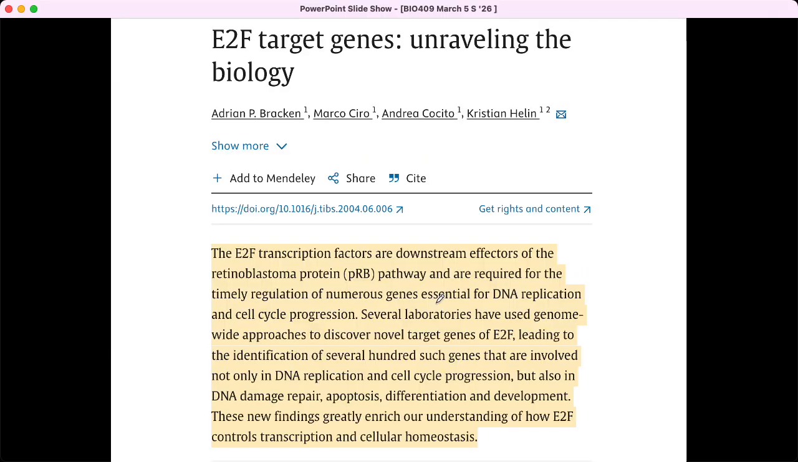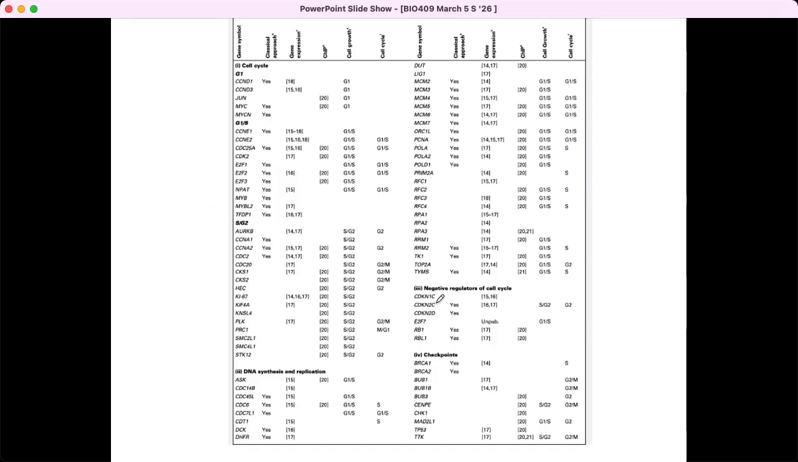So then a little bit more about the targets. E2F. Did I already read that? Yeah. Okay? So, targets, right?